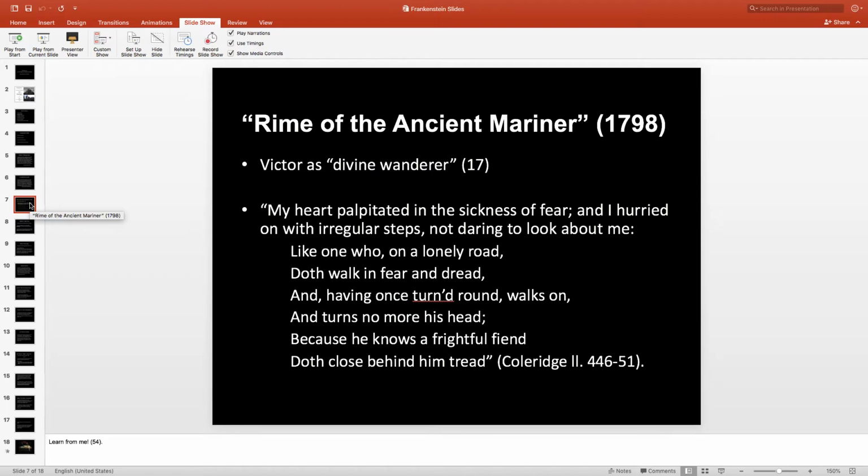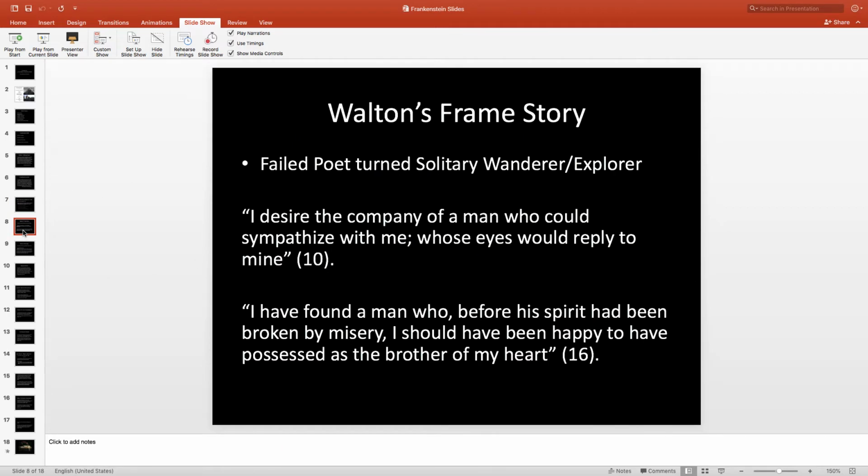References to other texts in this novel are really important, and one of them that is going to come back repeatedly is a reference to Rime of the Ancient Mariner by another Romantic writer, Samuel Taylor Coleridge. Victor is described as a divine wanderer that's similar to the wanderer of the Rime of the Ancient Mariner, who is cursed to tell his story and becomes immortal to do so. And this reference is repeated in the novel, so that is where it comes from.